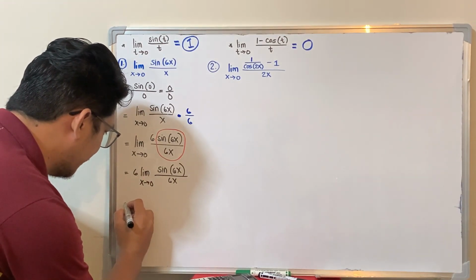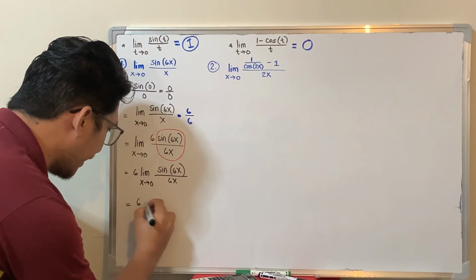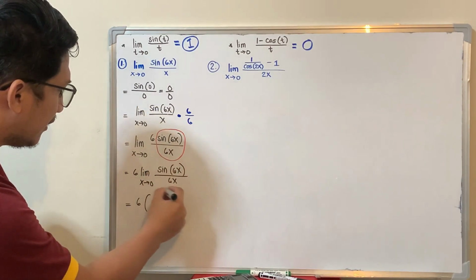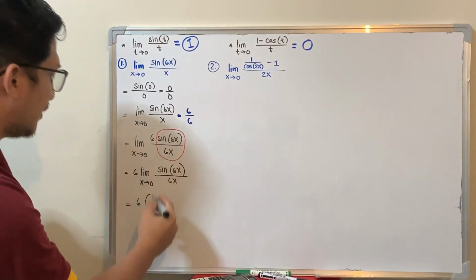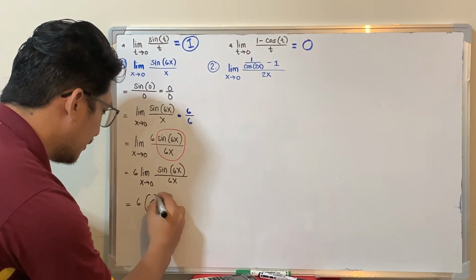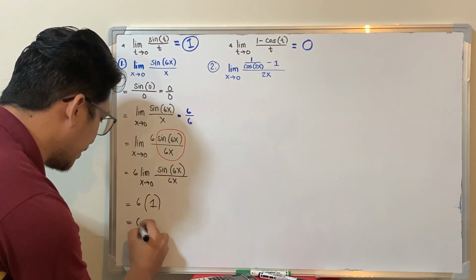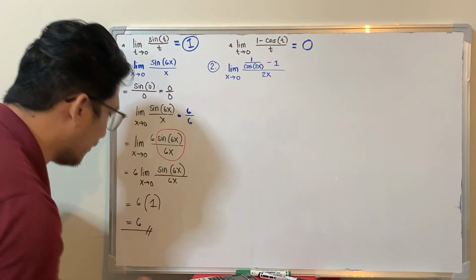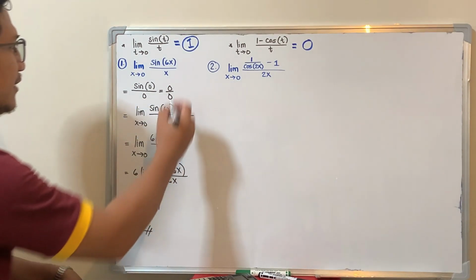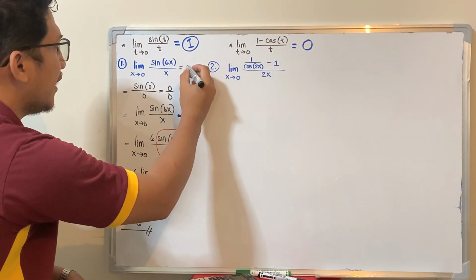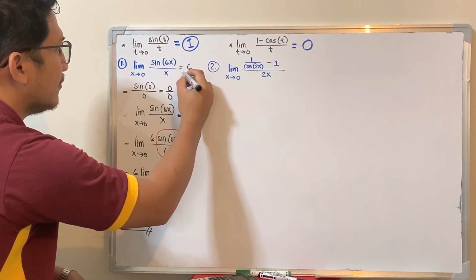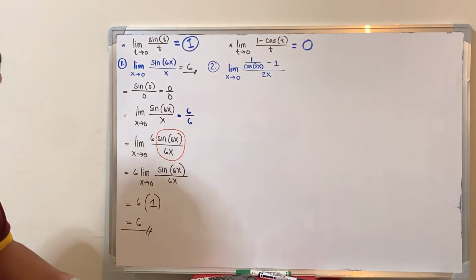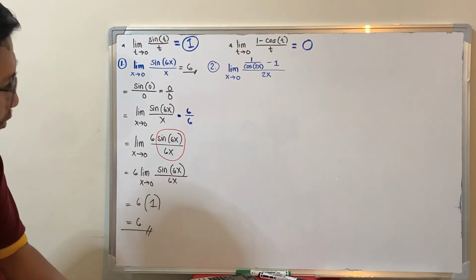So what we have here now will be 6 times the limit, which as you know is just equal to 1. So of course 6 times 1 is just equal to 6. So this will be your limit, the limit of this function as x approaches 0. Okay? Now, let's proceed to number 2.